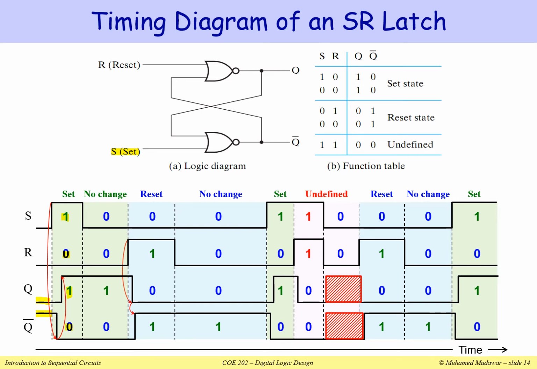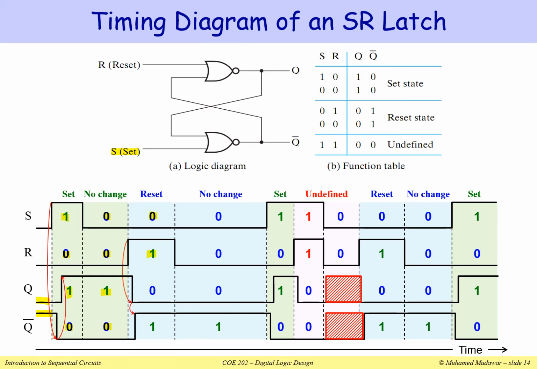Suppose after that, we have S equal to 0 and R equal to 0. So the S input is going to drop to 0 and there is no change in R. So 0, 0 means that we maintain the value of Q and Q bar without any change. Now suppose I would like to reset. I'm going to keep S equal to 0 and I'm going to have R jump to 1.